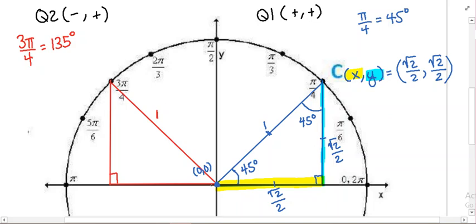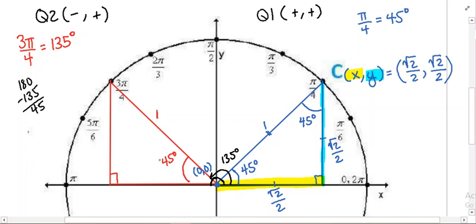So the vertex would have to be here at the origin. The initial side has to line up with the positive x-axis. You would rotate counterclockwise, so that would be 135 degrees. And you know that if you went the entire top half of the circle, that would be 180 degrees. So if you do 180 degrees minus 135, that's going to leave you with 45 degrees. And so that means that this angle right here is 45 degrees.